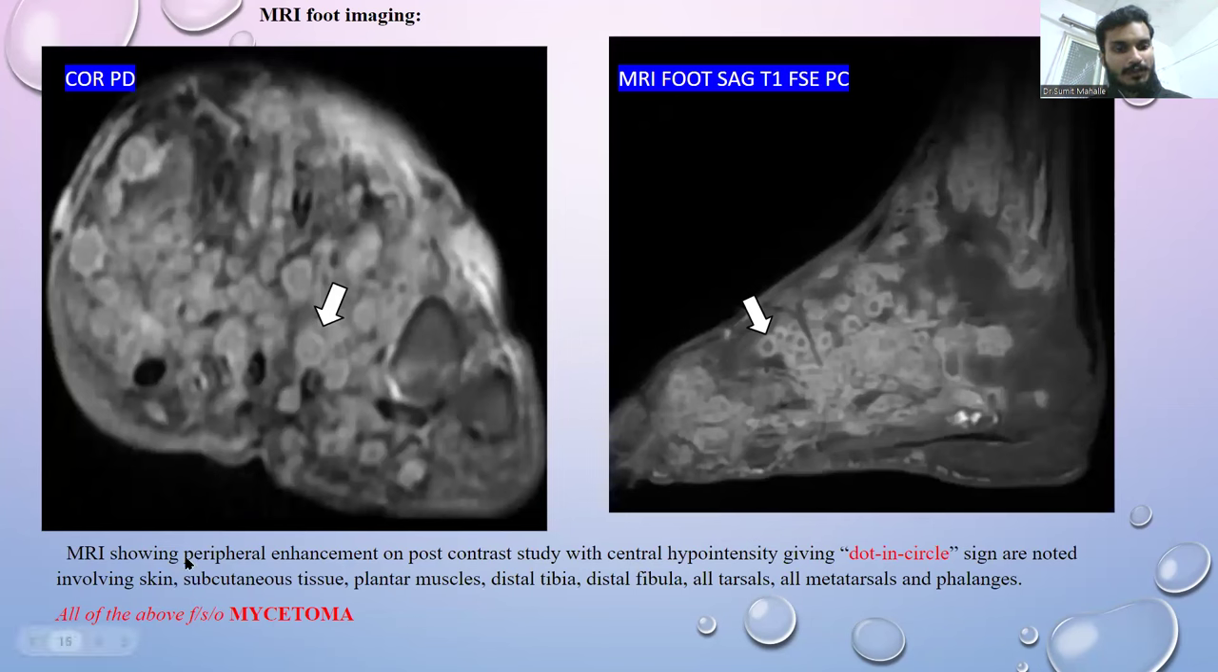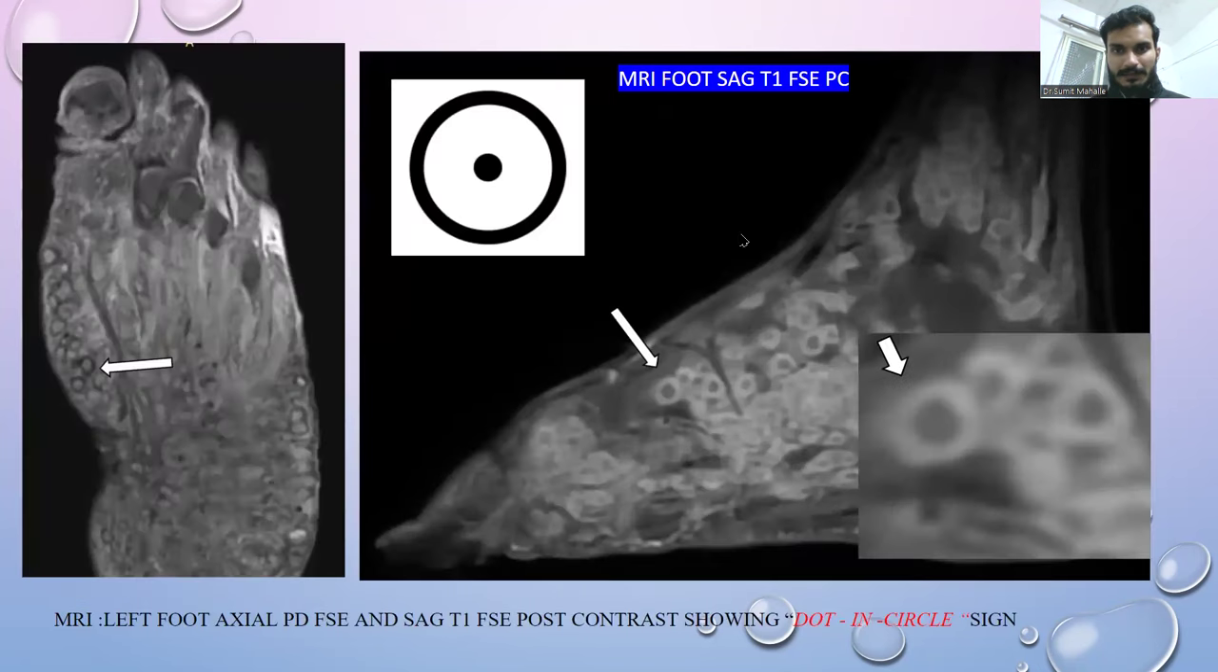You can also see the MRI showing peripheral enhancement on the post contrast study with central hypointensity giving the dotted circle sign, noted involving skin, subcutaneous tissue, muscles, distal tibia, distal fibula, all tarsals, all metatarsals and phalanges, suggestive of mycetoma. Here are these lesions giving the dotted circle sign. These are the post contrast images. Left foot axial PD FSE and sagittal T1 FSE post contrast showing the dotted circle sign. Here you can see the magnified image, the dotted circle sign.